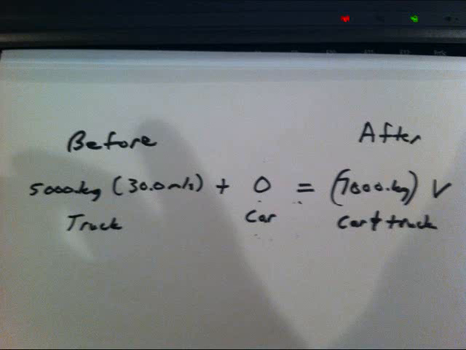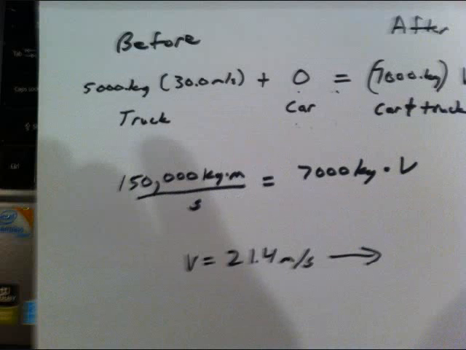So to work the problem, we use conservation of momentum. We say 5,000 times 30, the momentum of the truck before the collision, plus 0, the momentum of the car before the collision. That's equal to the momentum after, which is 7,000 kilograms, the combined mass, times v. We multiply things out, 5,000 times 30 to get 150,000 kilogram meters per second. That's on the left, the before side.